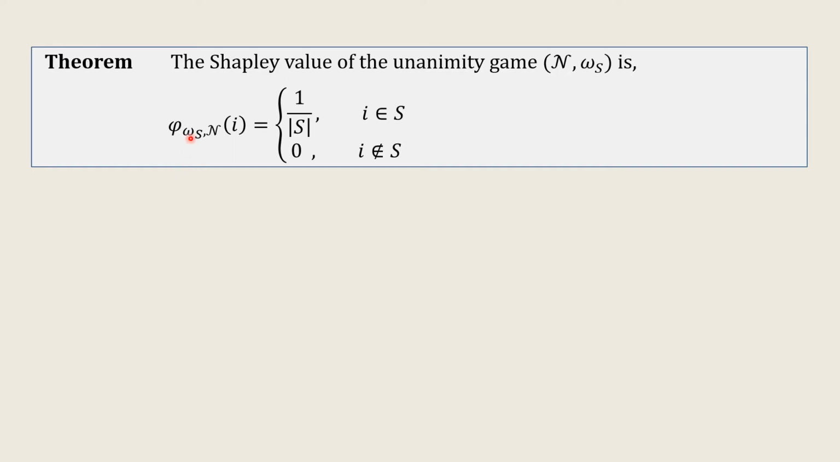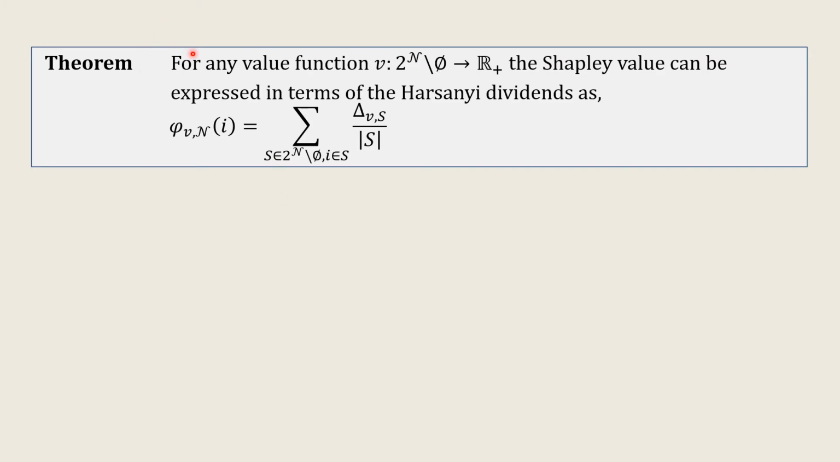We've also looked at this. The Shapley value of a unanimity game, omega S, is defined in terms of some predefined subset S, and that's equal to 1 over the size of S when the agent I is in S and 0 otherwise. We have used the previous 2 theorems to show that for any value function V, the corresponding Shapley value can be expressed in this manner. The Shapley value using V is equal to the summation of the Harsanyi dividends delta S divided by size of S, the summation being carried out over all subsets of the grand coalition that include this agent I.